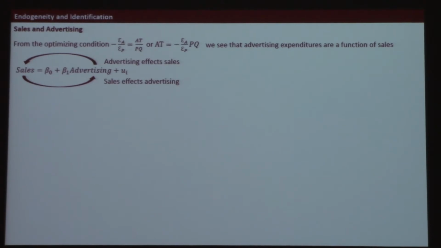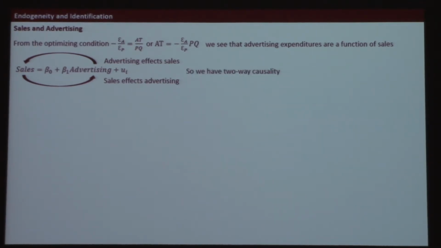Yes, we're trying to measure the effect of advertising, but we're also going to confuse and muddle that with the effect of increasing sales on our advertising expenditures. So how do we isolate those? We're going to have to use these. These are all the same problems. They're all endogeneity and identification problems. Yeah, two-way causality.